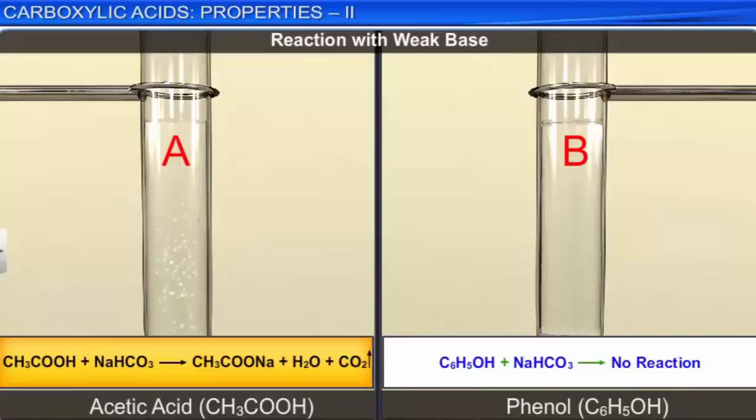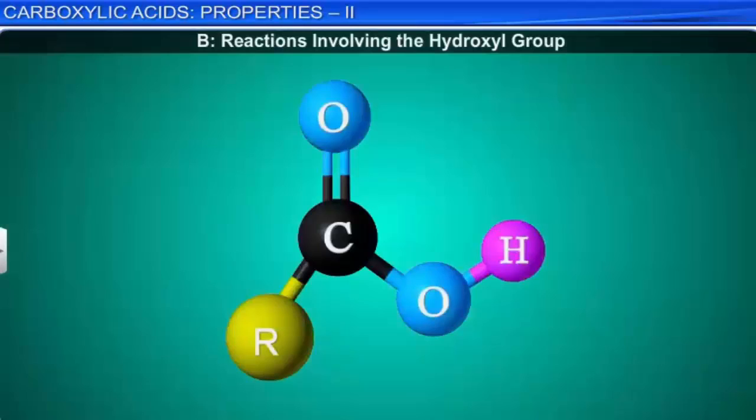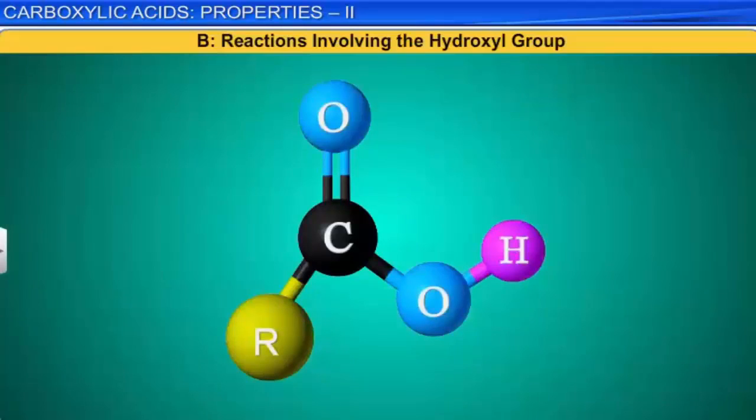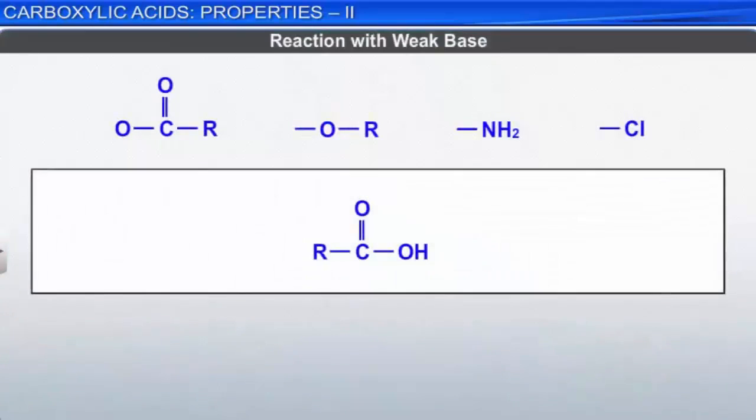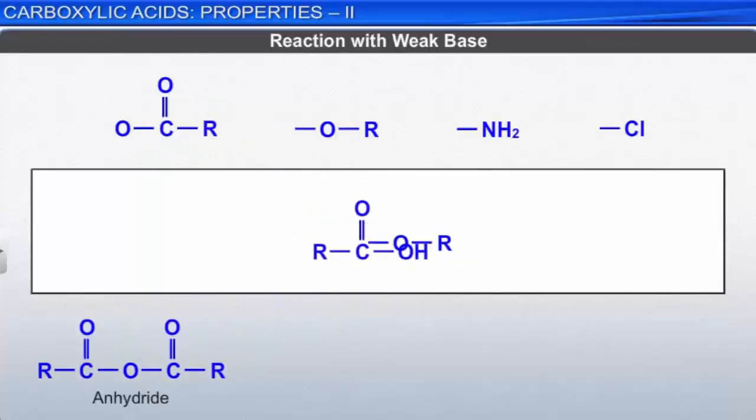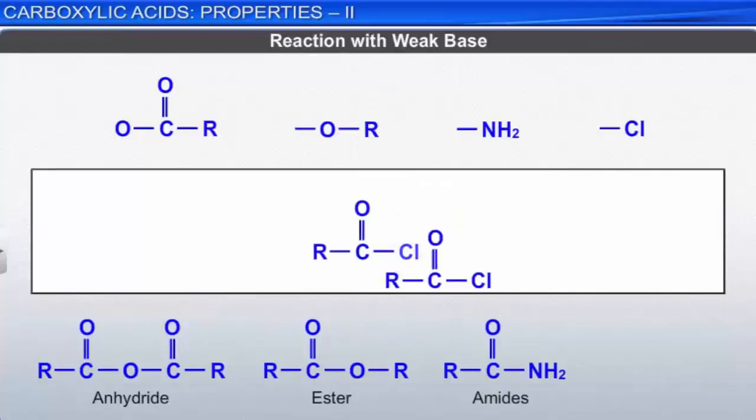Now let's examine the reactions involving the hydroxyl group. The hydroxyl group in carboxylic acids behaves like alcohols and can be easily replaced by groups such as OCOR, OR, NH2 or Cl to form anhydrides, esters, amides and acid chlorides respectively. Let's look at each of these reactions in detail.